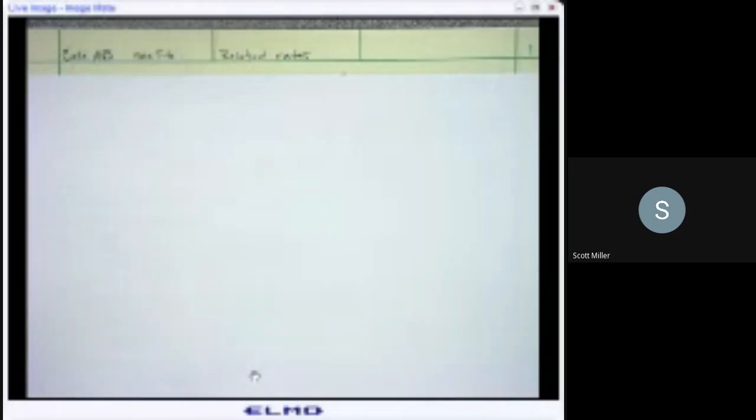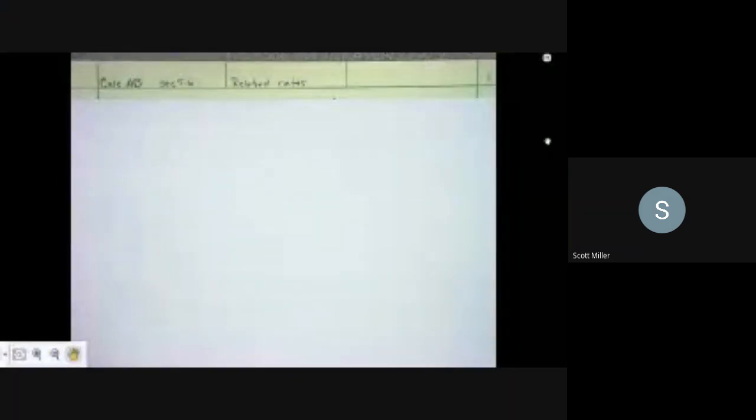All right, so today we're going to be looking at related rates. This is a big topic for your calculus class, so we want to make sure that we know how to do it. And here we go.